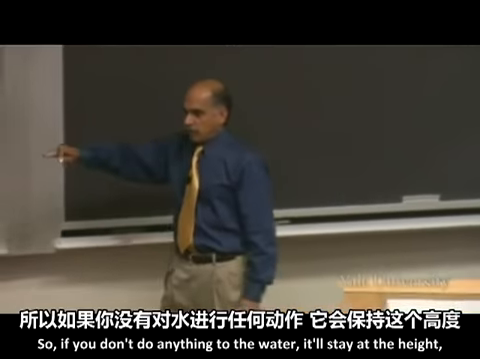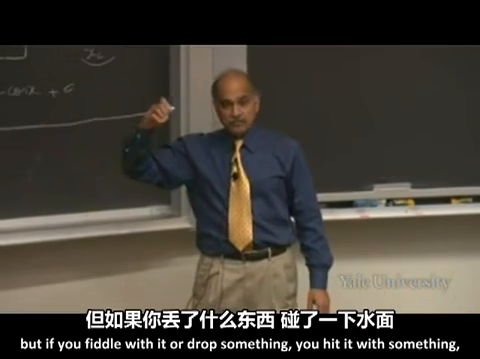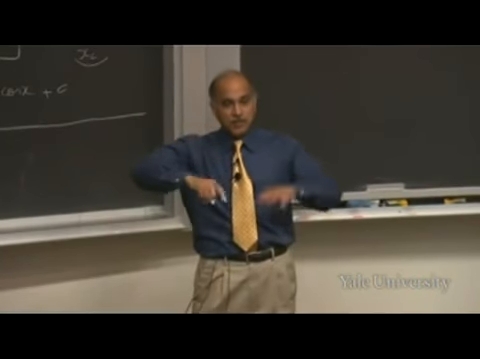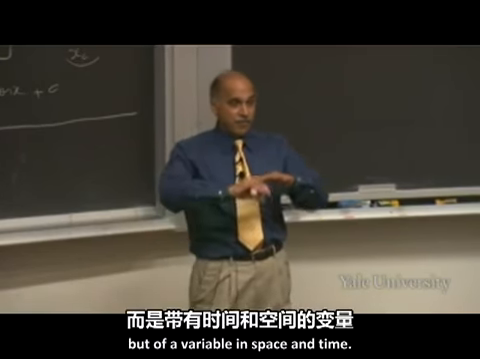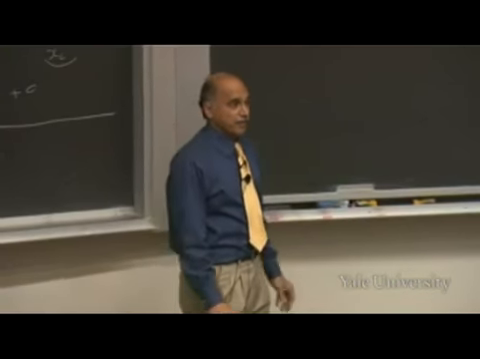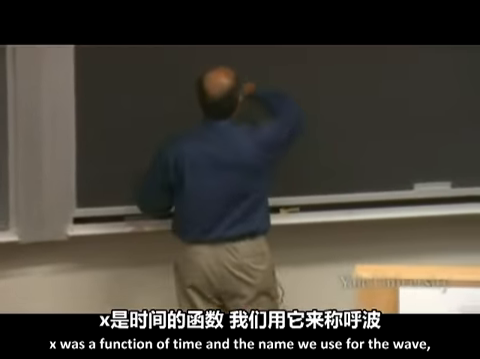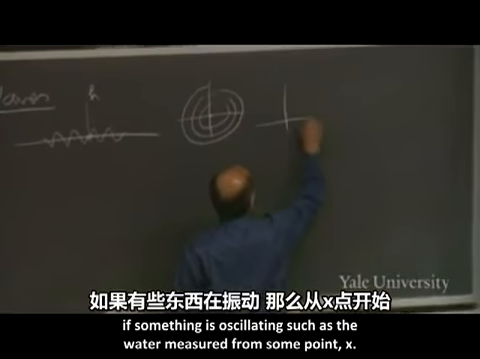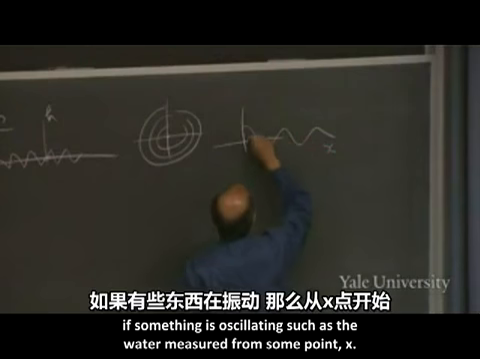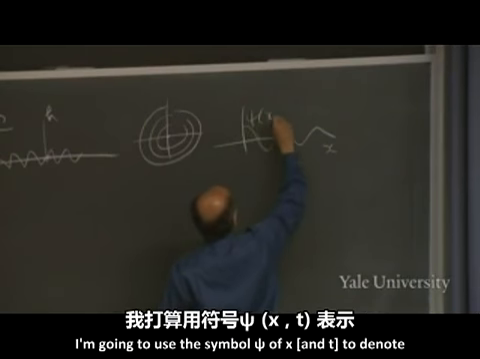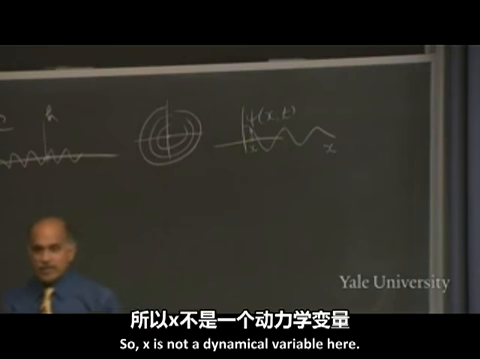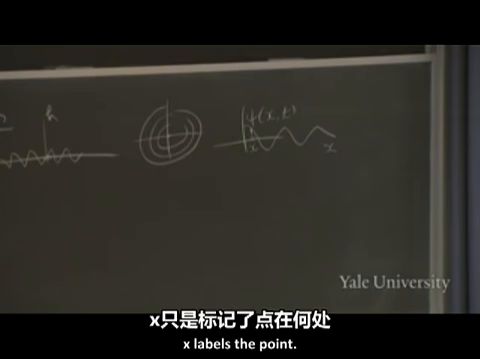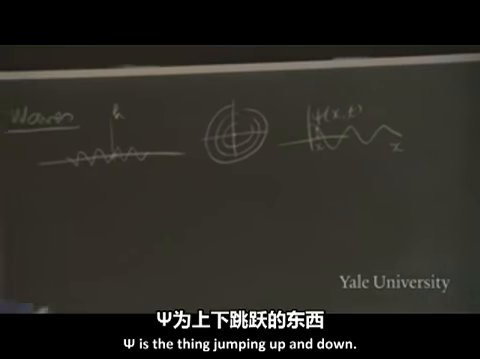So if you don't do anything to the water, it'll stay at that height. But if you fiddle with it, you drop something, you hit it with something, it'll start vibrating. Except this is a vibration not of one variable, but of a variable in space and time. x was a function of time, and the name we use for the wave, if something is oscillating, such as the water measured from some point x, I'm going to use the symbol psi of x and t to denote the height of the water from its normal position at the point x at time t. So x is not a dynamical variable here. x labels the point. Psi is the dynamical variable. Psi is the thing jumping up and down.